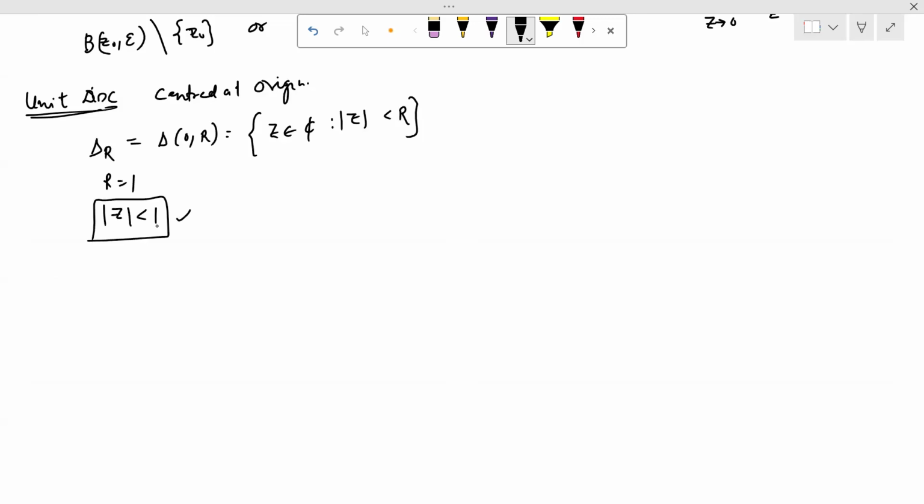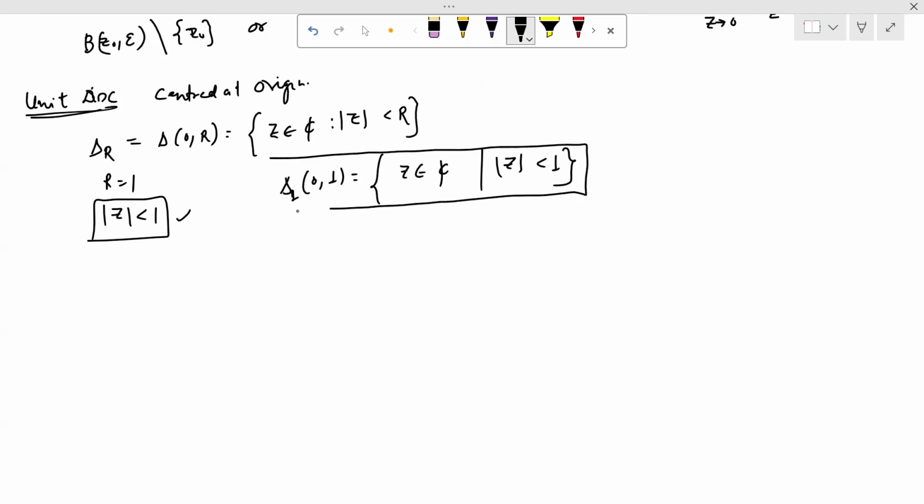So unit disk centered at origin would be simply mod z less than 1. So basically, if I'm talking of unit disk, I'm talking of all those complex numbers such that modulus of z should be less than 1. Why modulus of z? Because in this particular case, we have chosen z naught to be equal to 0. So clearly, this is how you define the unit disk centered at origin. Is that clear till now?